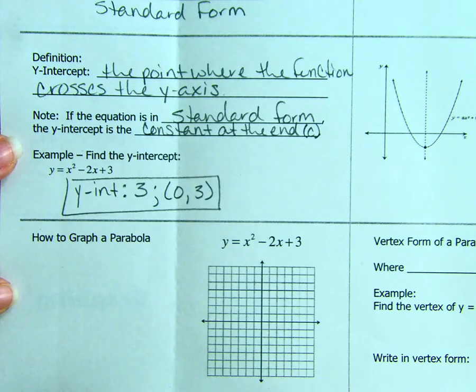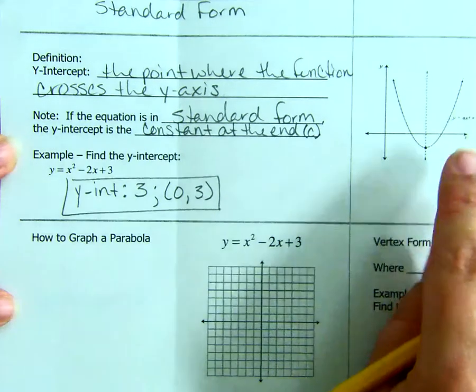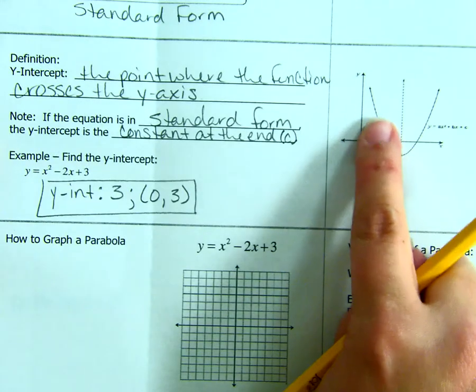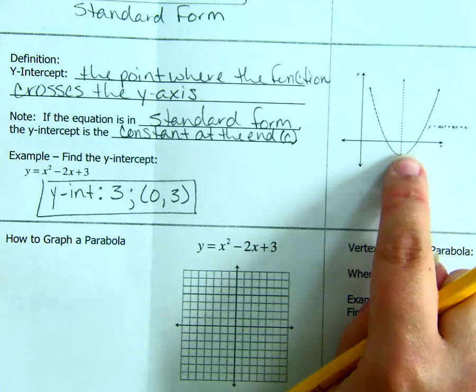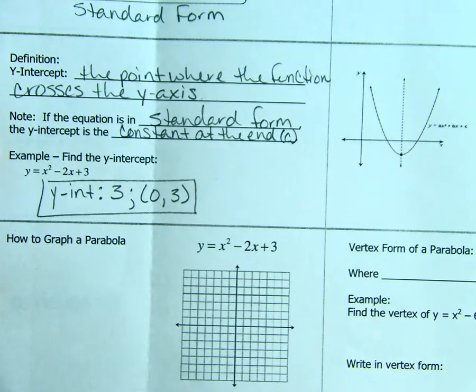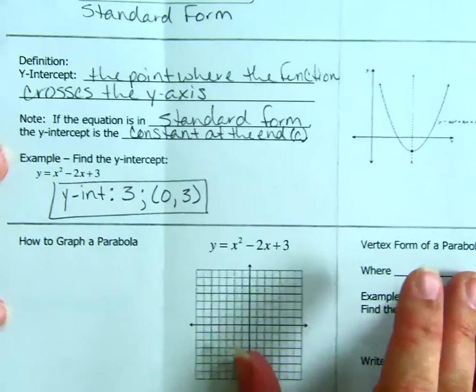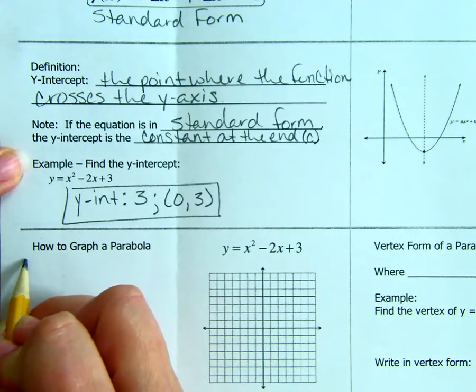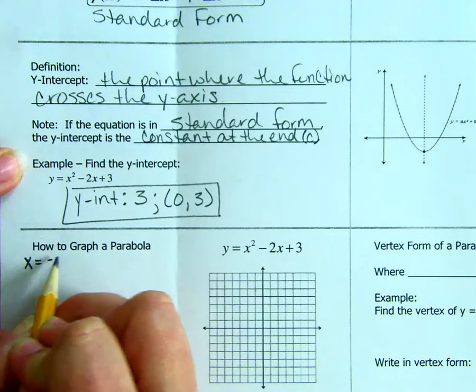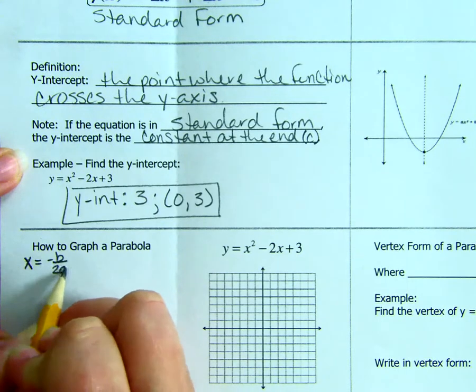The way you find the vertex, and that's the point where it turns. If you look at these over here, see that point where the whole graph turns? That's the vertex. It's the lowest or the highest point, the maximum or the minimum. You need to find that first before you fill out your table. The way you're going to do that is by using the equation x equals negative b over 2a.